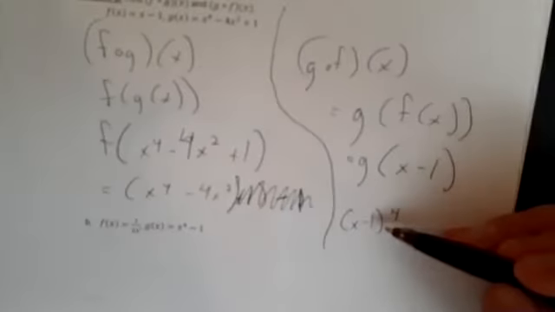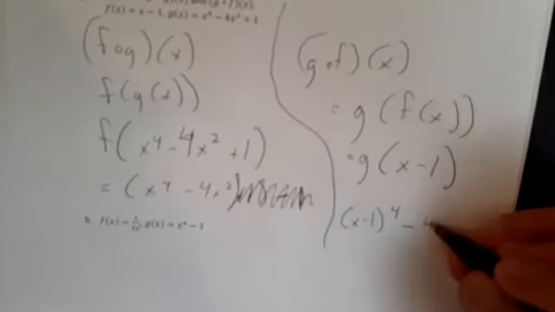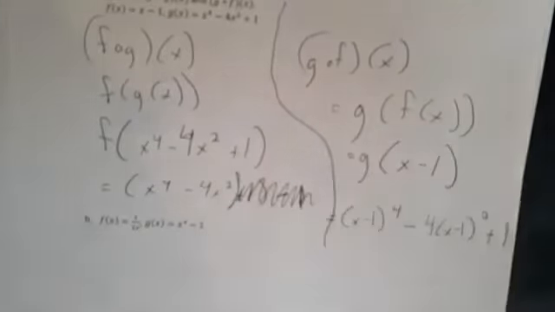Everywhere that there's an x, so we have an x to the fourth. And so that's going to look now like an x minus 1 to the fourth. That's going to look like a minus 4. And now we have an x minus 1 squared. And we have a plus 1. If I'm being honest, there's a little bit of cleaning up that you can do with this.